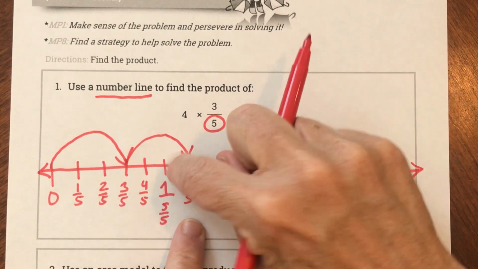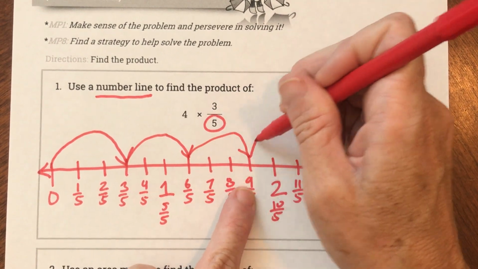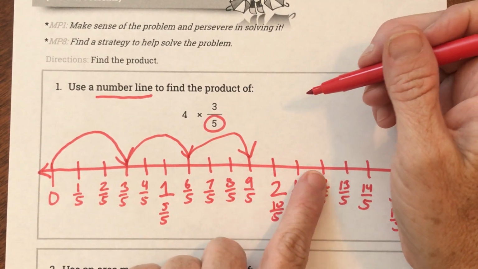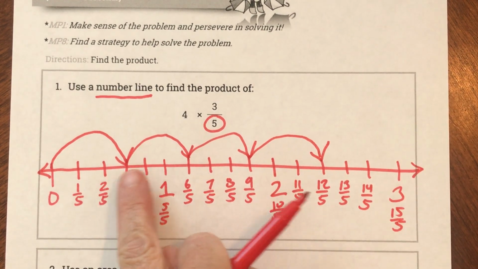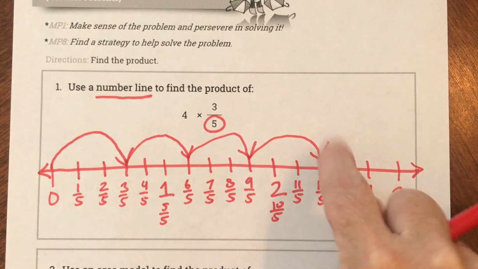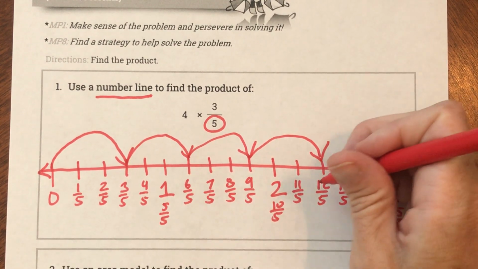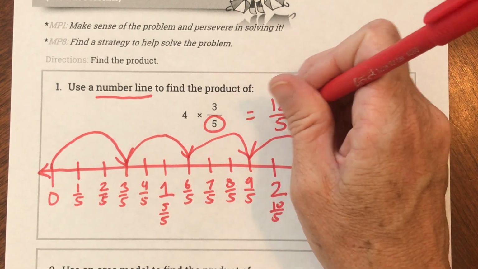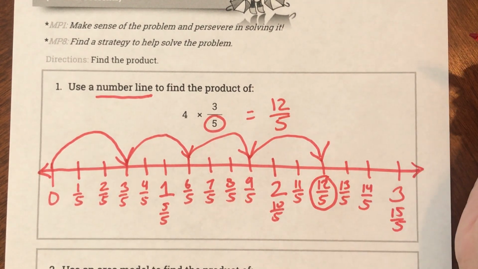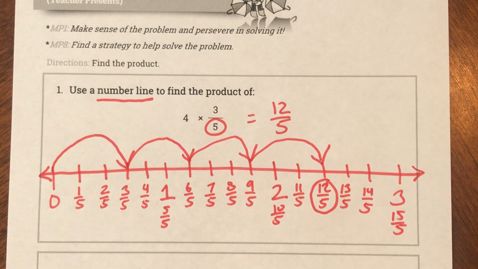So I jumped 1, 2, 3. Let's jump 3 again. 1, 2, 3 would be here. And 1, 2, 3 would be there. So I did 3/5 4 times. 1, 2, 3, 4 jumps of 3/5. And I ended up at 12/5, and that is my answer. Okay, let's see another one.